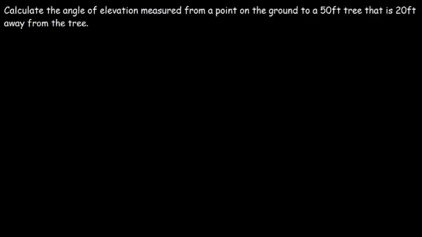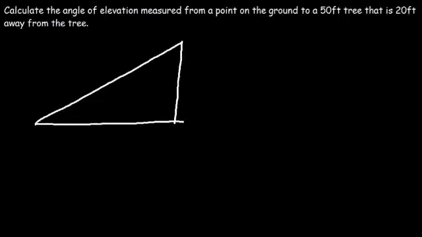Let's try this one. Calculate the angle of elevation measured from a point on the ground to a 50-foot tree that is 20 feet away from the tree. Now for all of these problems, typically you're going to draw some sort of right triangle. So let's say this is the point at which we're going to measure the angle of elevation. So let's call it theta.